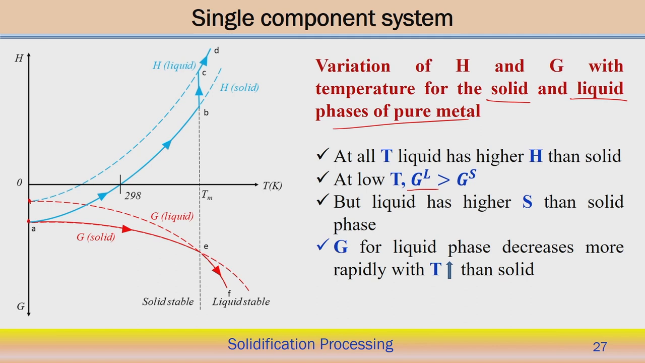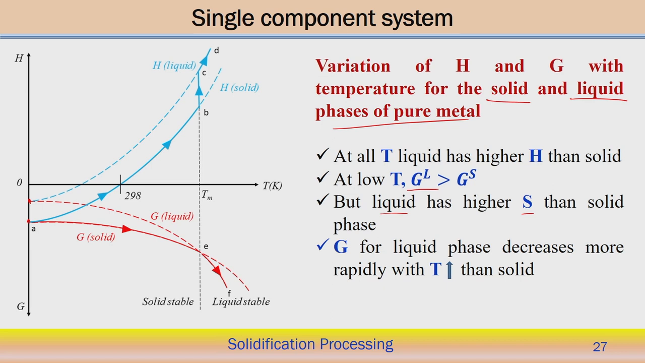And what other information? The liquid has a higher S than the solid phase. Here you can see that the liquid phase has higher entropy than the solid phase, and we can observe this with reference to the slope, because the slope for the liquid phase is much more as compared to the solid phase. I am talking about the Gibbs energy curve: the change of slope for the liquid phase is much more as compared to the solid phase. Therefore, G for the liquid phase decreases more rapidly with respect to temperature, when temperature increases, as compared to the solid phase.